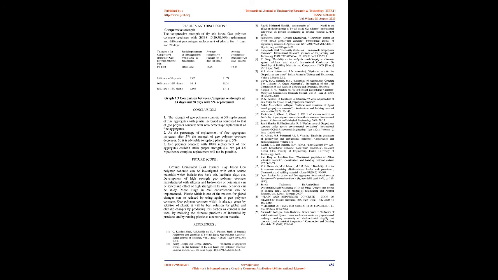Conclusions. 1. The strength of geopolymer concrete at 5% replacement of fine aggregates with plastic increased as compared to that of geopolymer concrete with 0% replacement of fine aggregates. 2. As the percentage of replacement of fine aggregates increases after 5%, the strength of geopolymer concrete decreases. So it is advisable to replace plastic up to 5%. 3. Geopolymer concrete with 100% replacement of fine aggregates couldn't attain proper strength, i.e. we got 4.5 MPa, hence complete replacement will not be possible.